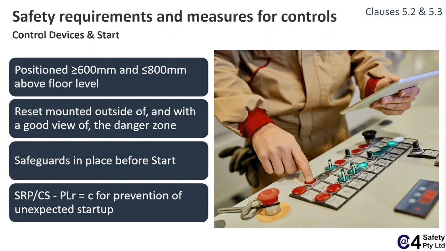So when we get into our control devices and control stations, they've got to be positioned 600 millimeters to 800 millimeters above floor level. That makes it easy to operate. It's an ergonomic thing. Reset has to be outside of what they call here the danger zone. The old classic reset. You've got to be able to see where everything is that you're going to be resetting. Before we can start, we need our safeguards in place, which is why reset isn't restart. Reset is essentially resetting the safety system to allow you to restart.